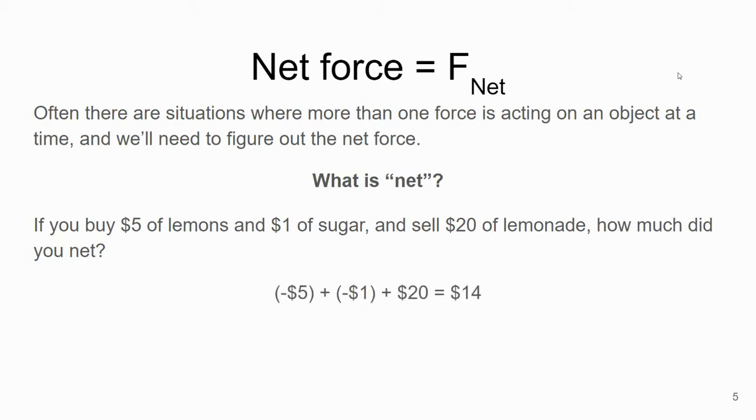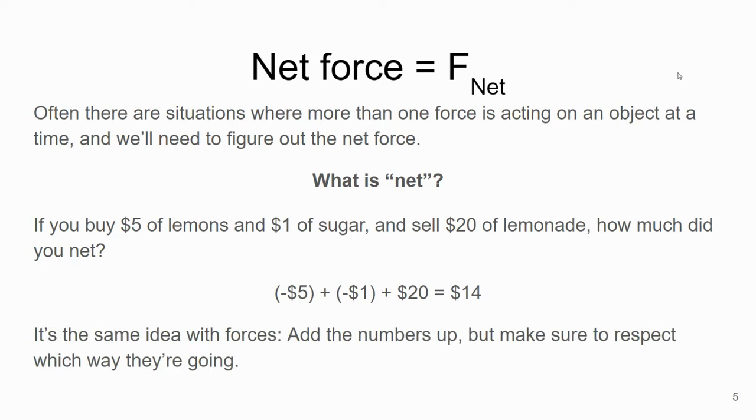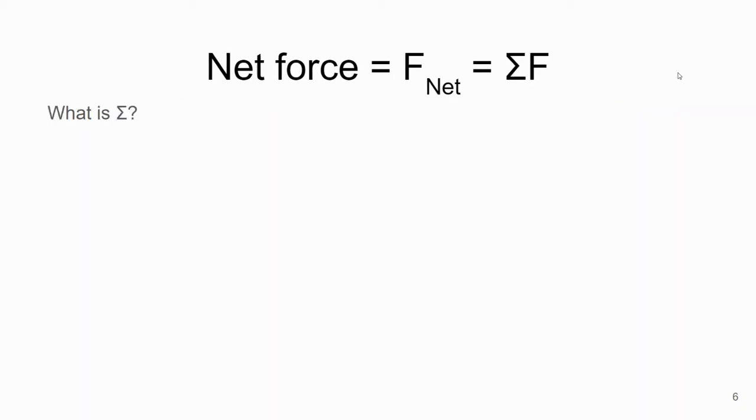So the $5, that was an expense. I made it a negative. The $1, that was an expense. So minus $5 plus minus $1 plus $20 gives you $14. It's the same idea with forces. The net force, you're going to add up all the forces, but you have to respect which way they're going, which is what I have written right there. So net force, F sub net, is equal to this symbol.